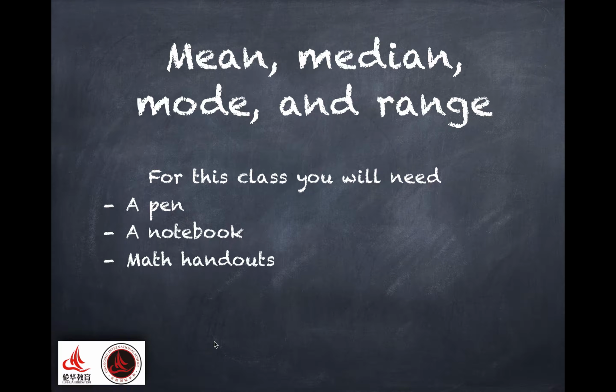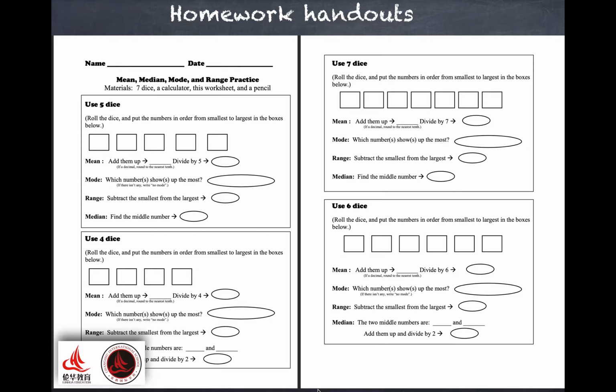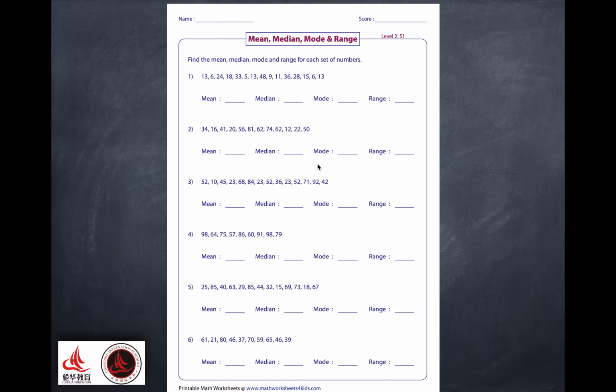We're going to look at mean, median, mode, and range. For this class, you will need a pen, a notebook, and math handouts. If you need a bit more time to get ready, please pause this lesson. These are the sheets you need, and I will explain more what to do with them. You need these 2 sheets, and also this one. So 3 sheets altogether. Please pause this lesson and get ready.